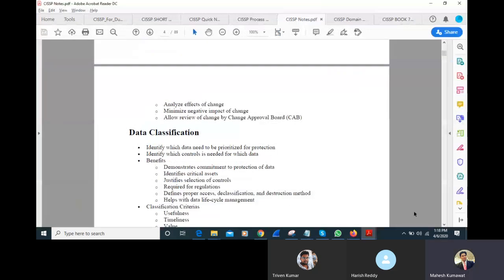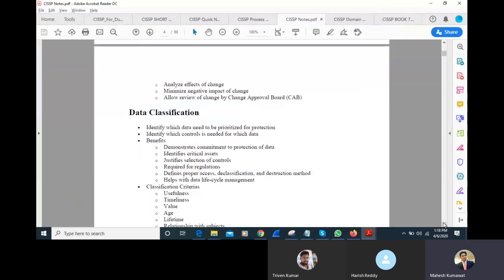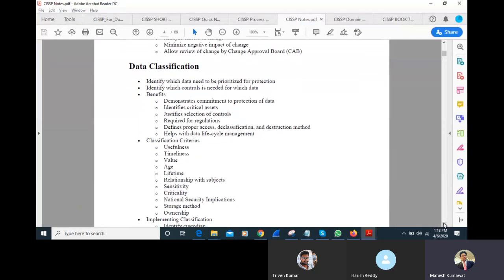Then next is data classification. Data classification is basically identifying which data needs to be prioritized for protection, and identifying which control is needed for which data. We have different data and different priorities of the data, so we can use different protection plans and different controls for the different data types.